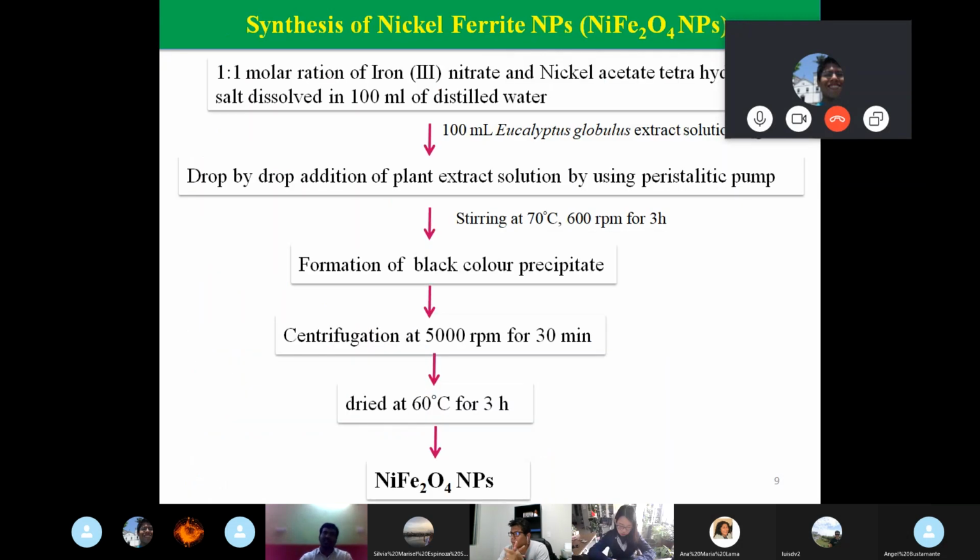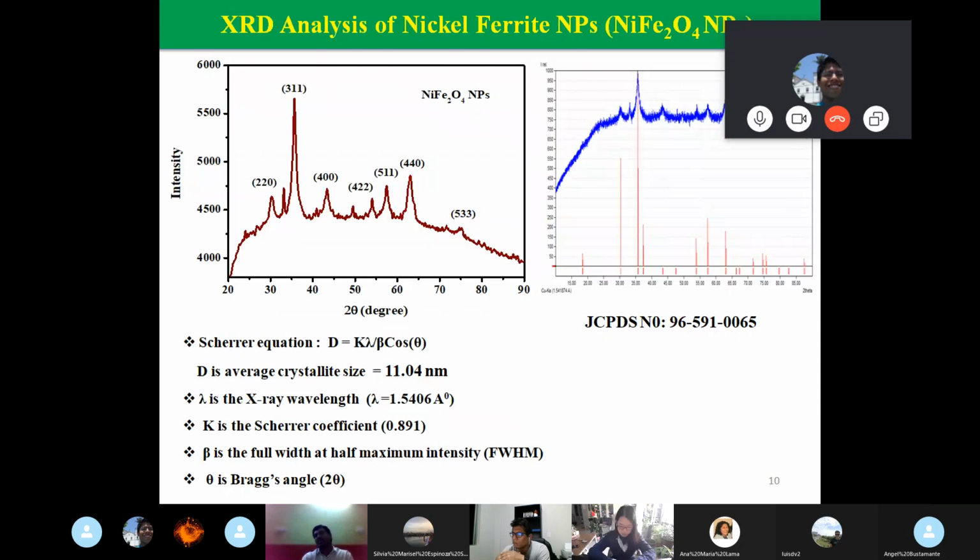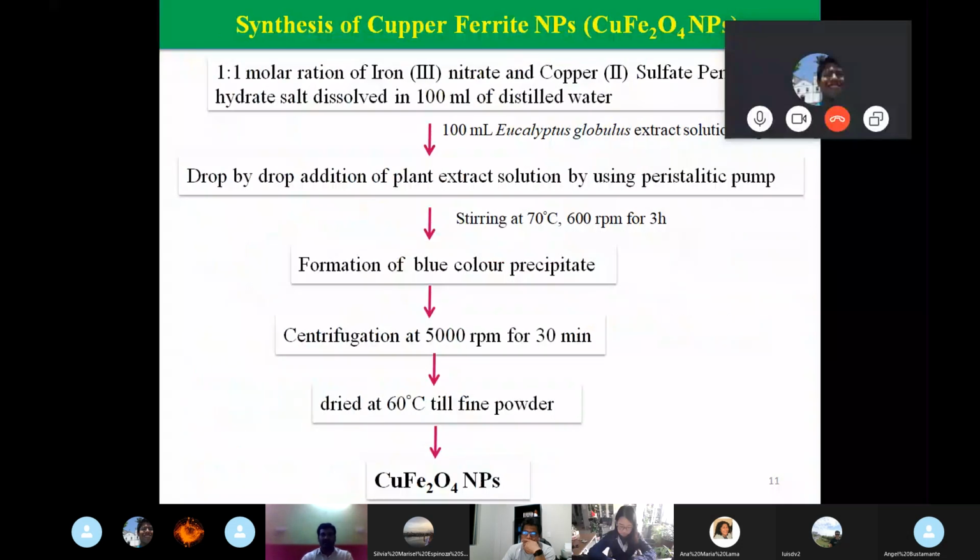This is the synthesis of nickel ferrite. We followed a similar procedure and protocol and got the nickel ferrite nanomaterial. This is the XRD analysis. The nickel ferrite nanomaterial matches the standard JCPDS, and the average crystalline size calculated by Debye-Scherrer is D equal to 11 nanometers.